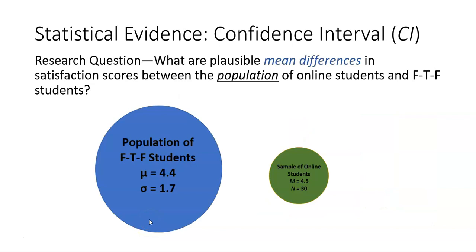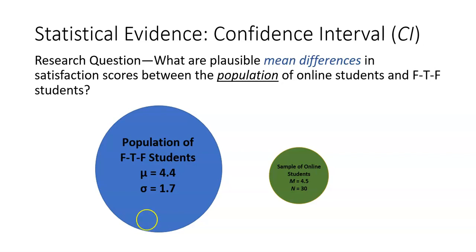So we still have the same population of face-to-face students and the same sample of online students. But here our research question is slightly different. Here we want to know what is the range of plausible values for the difference in satisfaction scores between face-to-face students and online students.